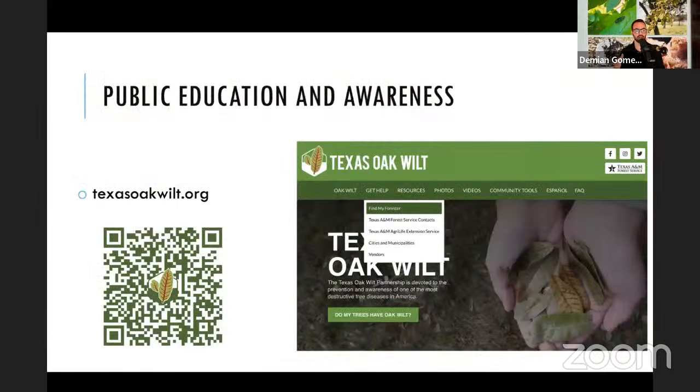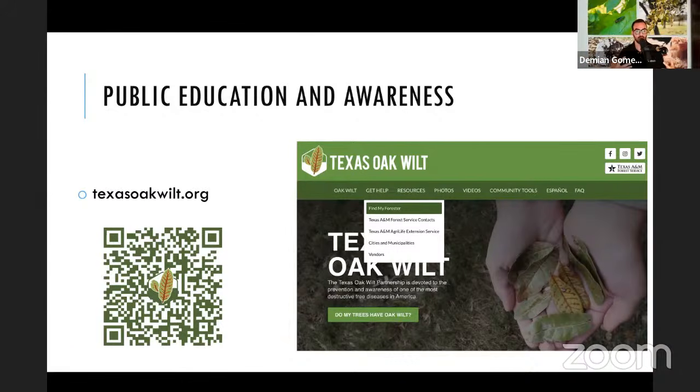And of course, public education and awareness are a big part of this project and our current and ongoing efforts as well. And again, that is the website where you can find all of the information about this. It's very important because if you go to the Get Help tab and under Find My Forester, you are going to be contacted as a landowner by the forester for the county where you're located.